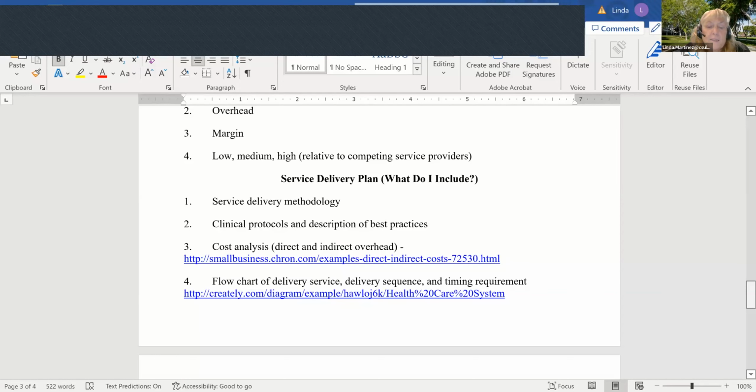The cost analysis, this is where you're going to show, and you're actually going to need to have a chart or a graph or something that shows the direct costs that you have and the indirect overhead. Again, indirect overhead cannot be directly billed. It's pretty simple. Indirect overhead is stuff that has to be paid irrespective of whether you have a single patient walk into your door. And the direct is money that comes in that can be billed directly to that client.